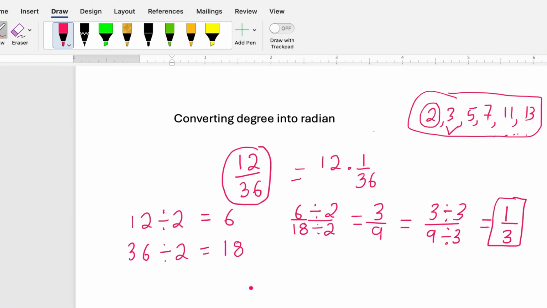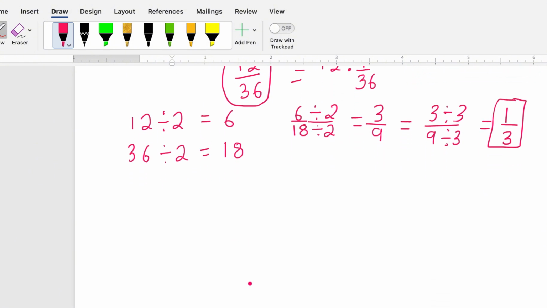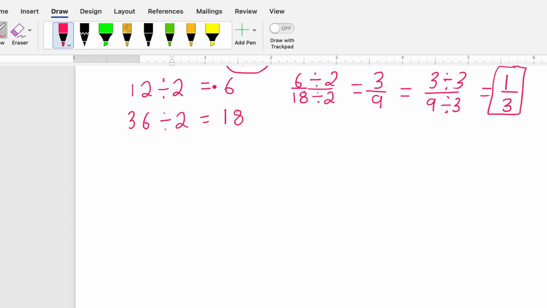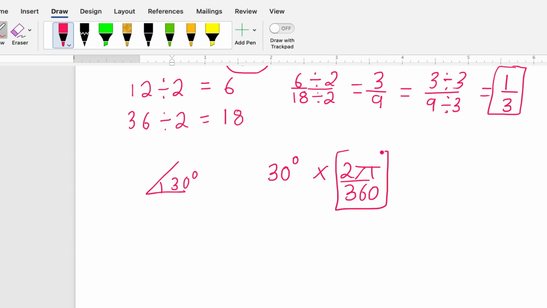Next, let's say we have an angle now, and the angle is given as 30 degrees. We are trying to convert it into radians. Remember, to change degrees into radians, we have to multiply by 2 pi over 360. That's the conversion formula we use, 2 pi over 360. Whatever degree you have, you multiply that by 2 pi over 360.